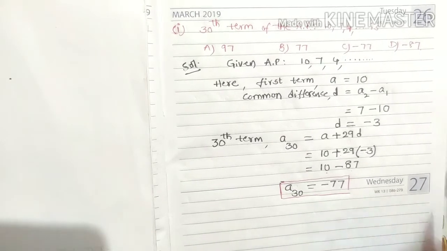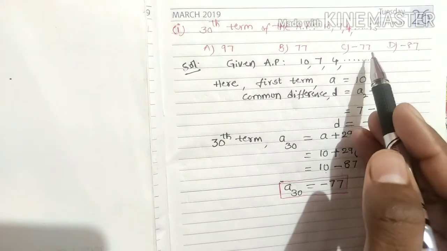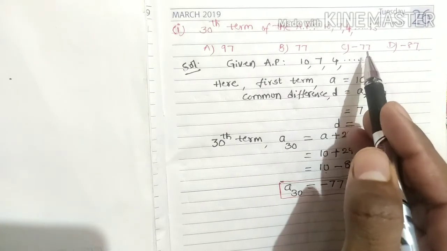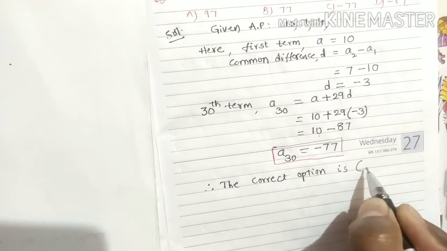Which option is the correct option? Minus 77 is option C. Minus 77 is here, C.